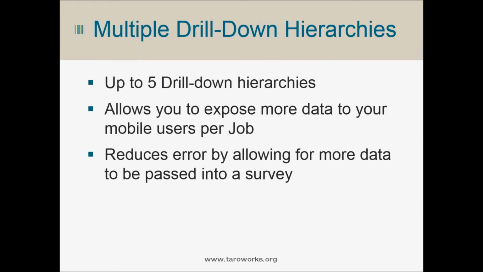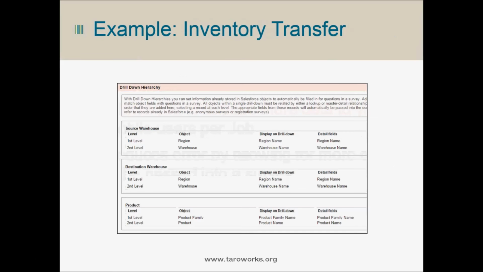Now, in TaroWorks 4.2, you can configure up to 5 hierarchies from which you can deliver data to your mobile users from Salesforce. You can also reduce user error by using these fields to pre-populate survey responses. Let's look at an example. Let's say you want to do an inventory transfer. From Salesforce, you want to pull out the names of the source warehouse, the destination warehouse, and the product you're transferring. Where previously you could only drill down through a single hierarchy, you can now configure up to 5 hierarchies for your job. Let's take a look.